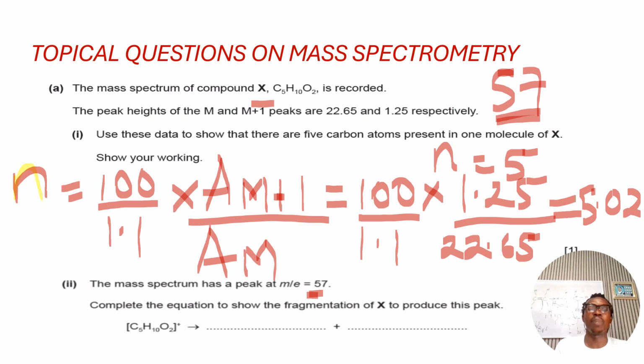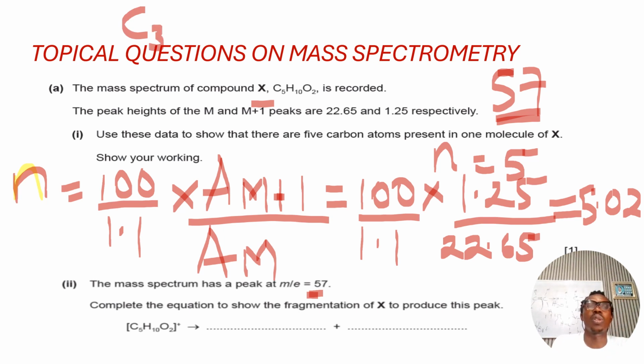So the mass spectrum has a peak at 57. If you undergo molecular fragmentation, complete the equation to show the fragmentation of X to produce this peak, the peak at 57. So we'll have carbon, hydrogen, and oxygen. For 57, we'll have what? 3 carbon atoms. So I think this one should be C3.